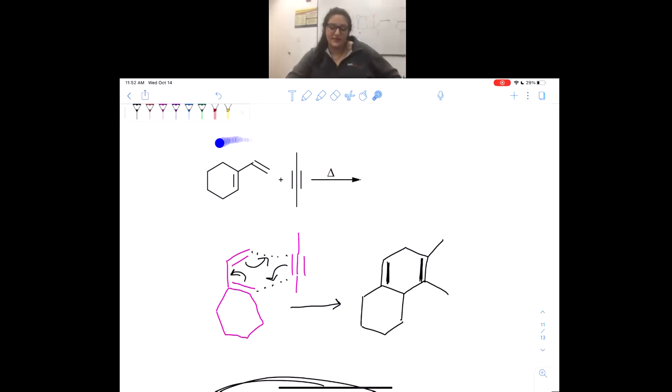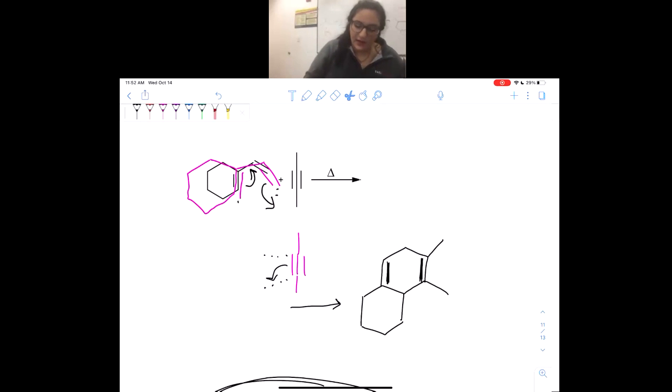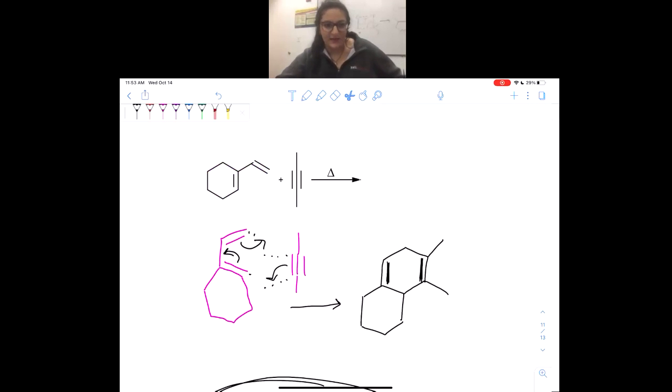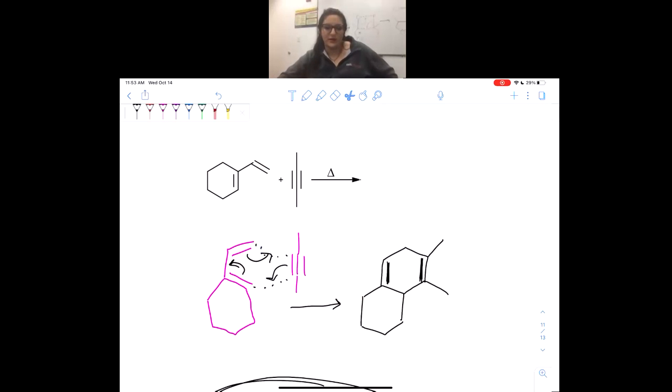So all I did was turn it a little bit. If you guys look at this, all I did was take this drawing and turn it on its side so that the alligator was open facing the triple bond. Oh, I see. So you kind of turned it. Yeah. Okay, I see.